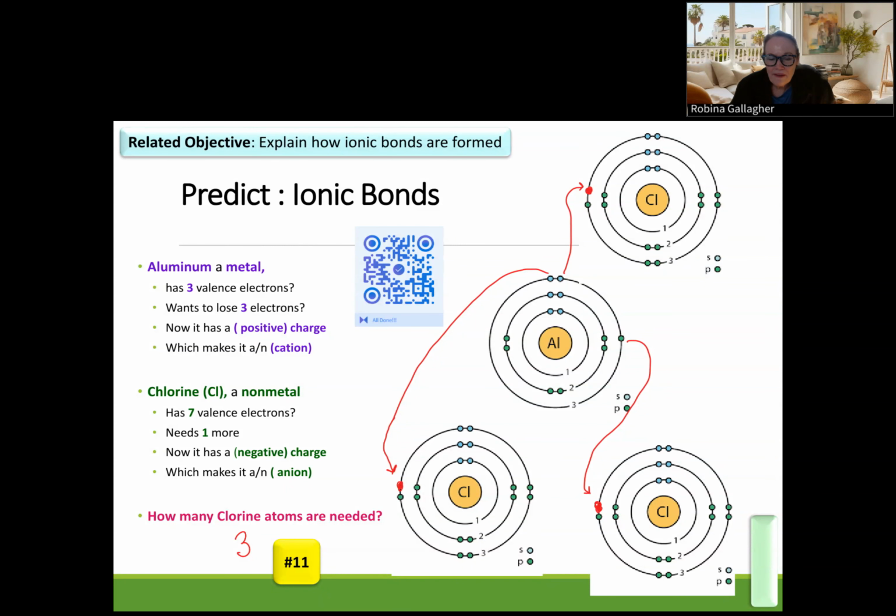So question 11, you're just going to write in one number. How many chlorine atoms are needed?